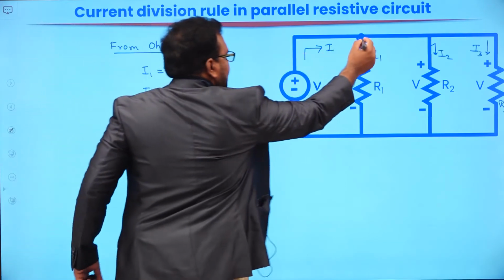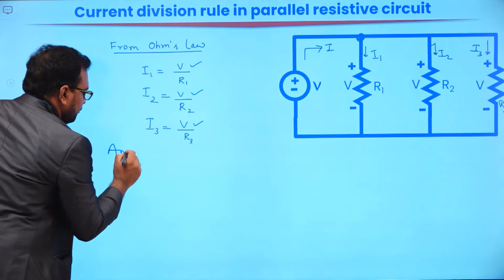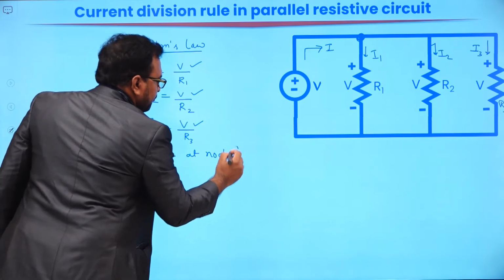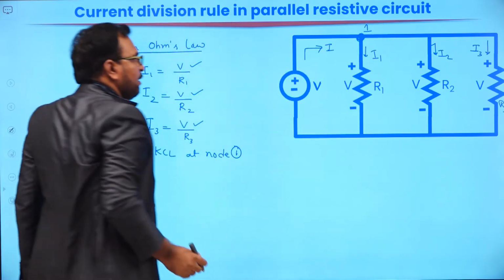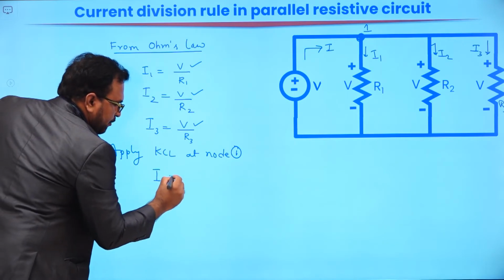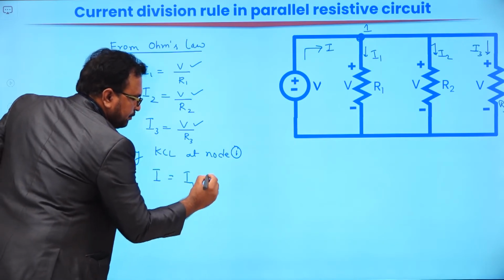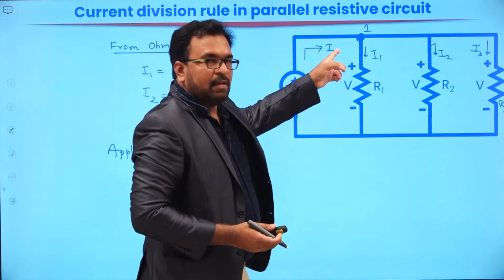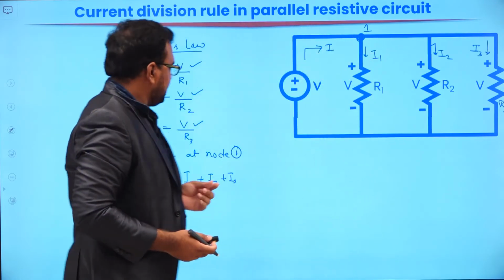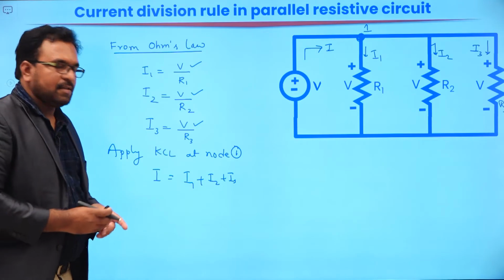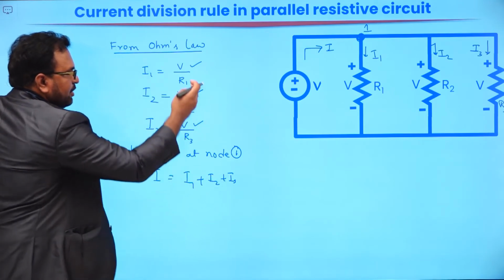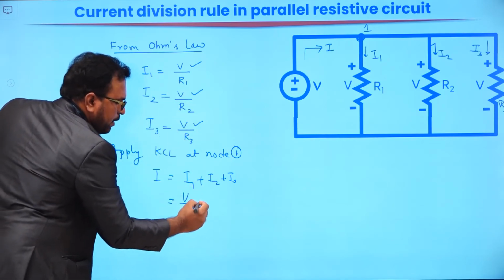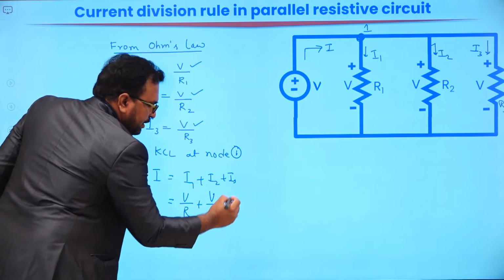Now apply KCL at this node, node 1. The sum of incoming currents is equal to the sum of outgoing currents. At node 1, the only current entering is I, and I1, I2, I3 are the currents leaving. That is why the sum of entering currents is equal to the sum of leaving currents. We know the values of I1, I2, I3, which we have just calculated from Ohm's law. Substitute those equations: I1 is V by R1, I2 is V by R2, and I3 is V by R3.